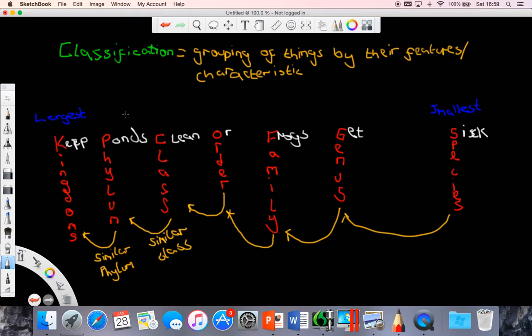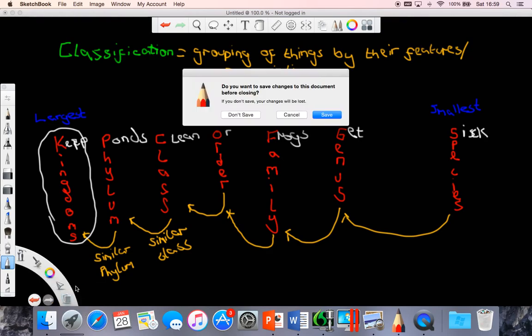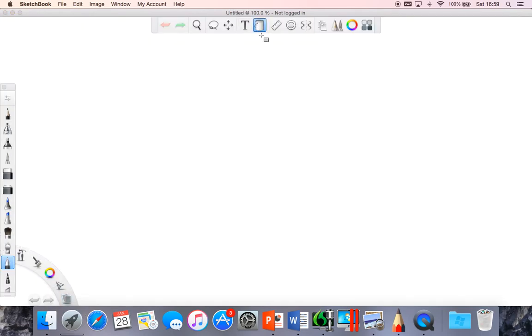So what I want to focus on to begin with is this idea of a kingdom. There are 5 kingdoms that you need to know about, and you need to be able to put organisms into the correct kingdom depending on their characteristics. So if we wipe the board and turn it back to black because it's easier to see, and return back to the pen.